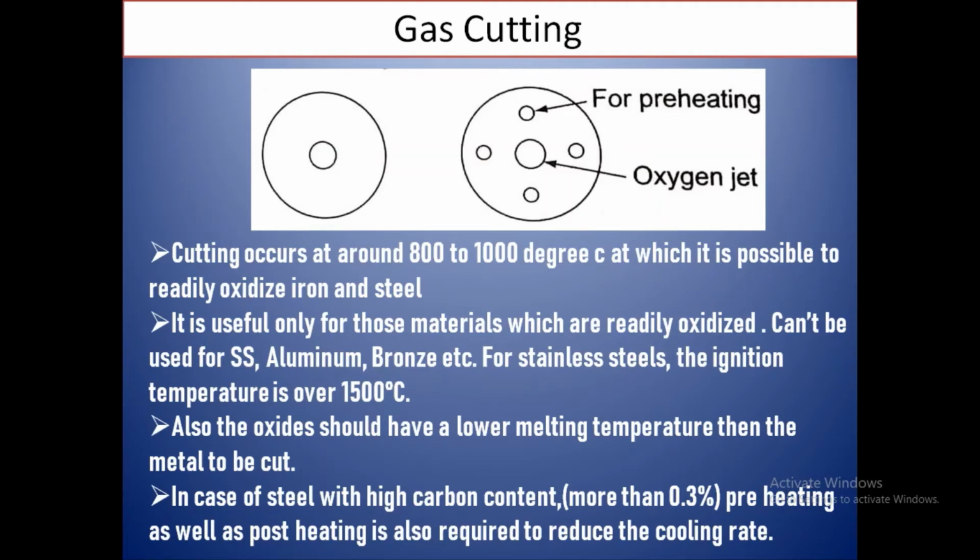Also, one problem with steel is that in the case of steels with high carbon content, more than 0.3%, preheating and post heating are needed. Because if it is not done like that, and the steel is left to cool at a high rate, then cracks will be formed along the cut, and it will also make the steel a bit brittle. So that's why slow cooling should be done. The cooling rate should be reduced, and for that there should be some preheating and post heating in the case of steel.